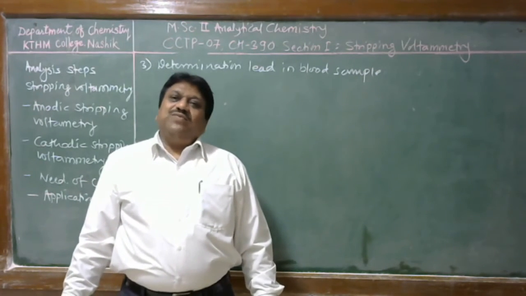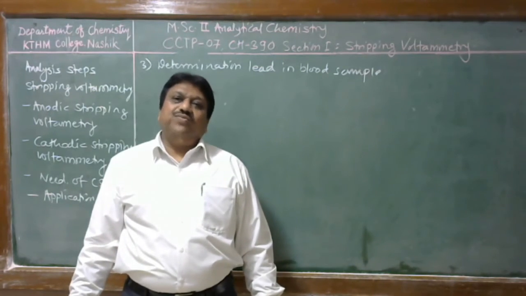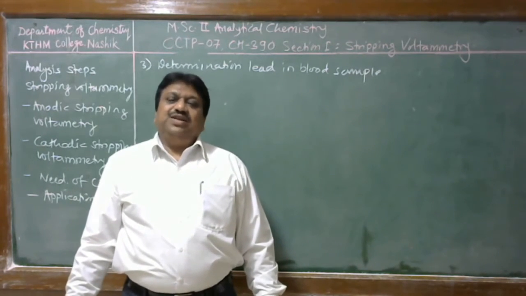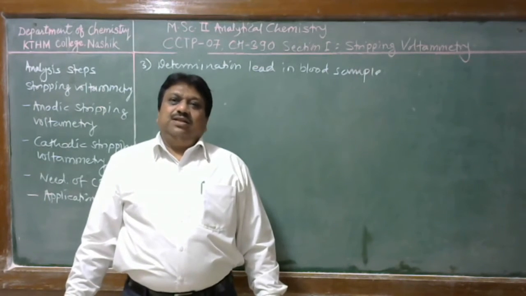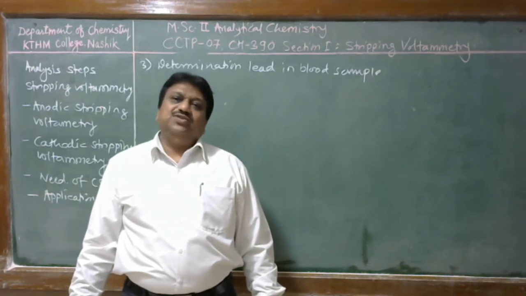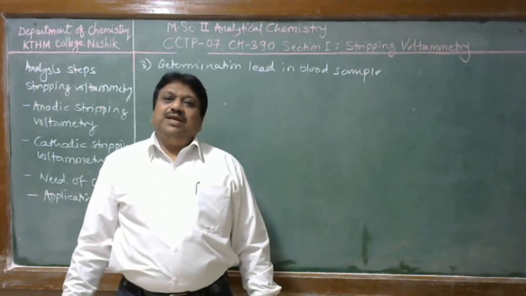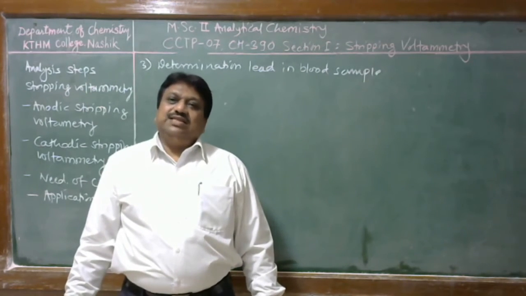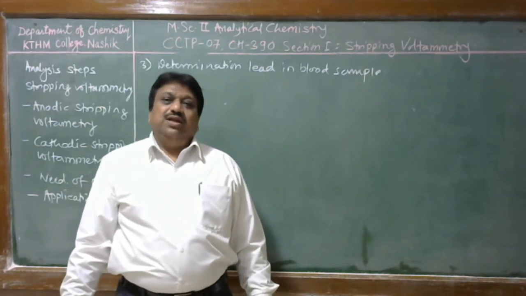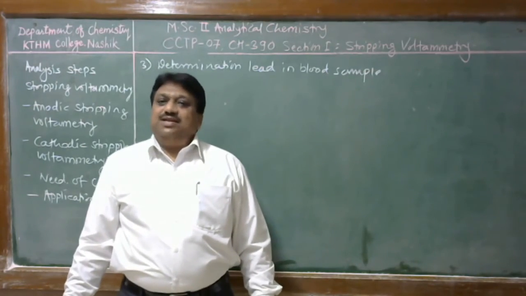When concentration of lead in the blood is increased, that affects the functioning of hemoglobin. The function of hemoglobin is to transport the oxygen from lungs to the body parts. Therefore, lead will interfere with this transportation, and therefore it is essential to determine the trace amount of lead in the blood sample.